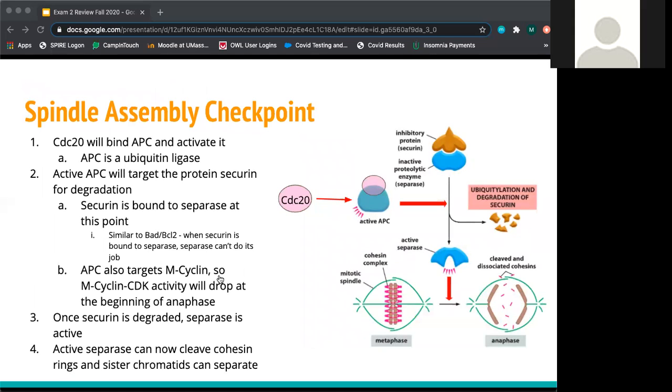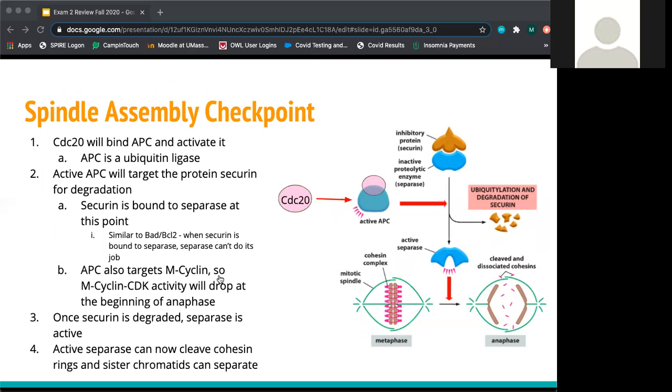So the spindle assembly checkpoint. Once CDC20 is released, it will bind APC. And once it binds APC, APC is active. APC is a ubiquitin ligase, so that means it targets proteins, in this case, a protein called securin for degradation.